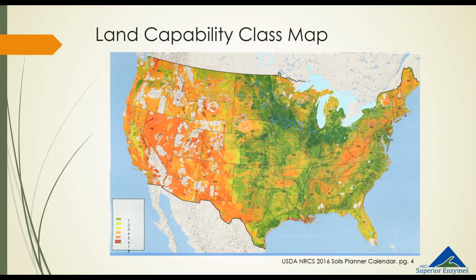And so here is the land capability class map. As you can see, the very dark green has the most fertile soil, and that's classified as number 1 land, and it progressively gets less and less suitable for crop cultivation here. So again, we'll have these resources available at the end of the webinar.